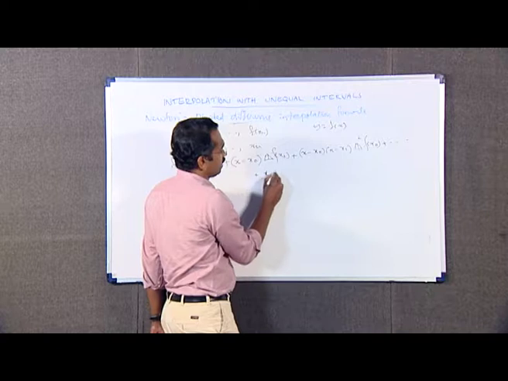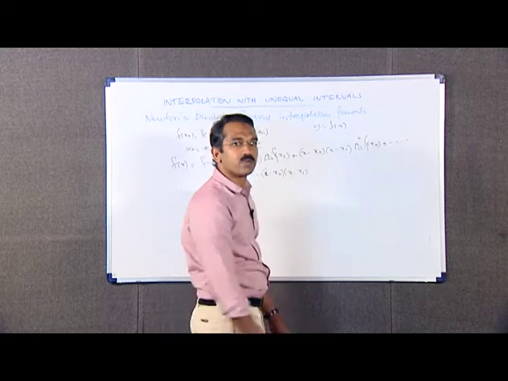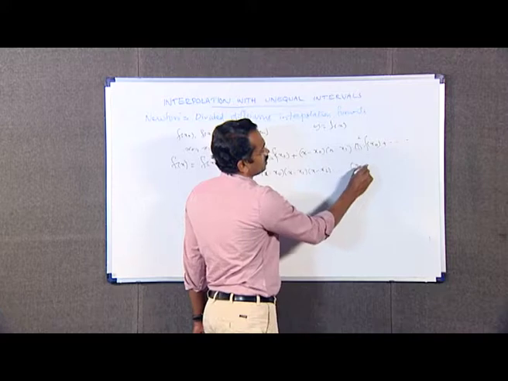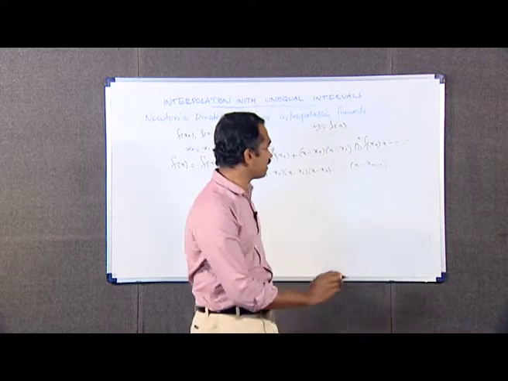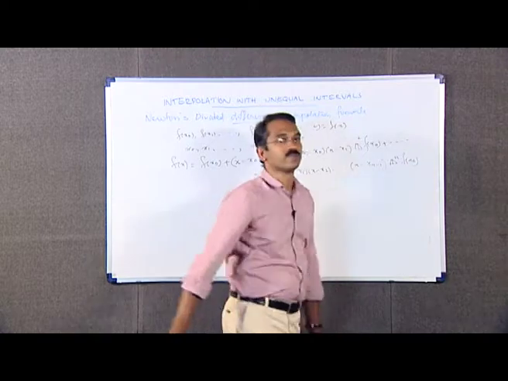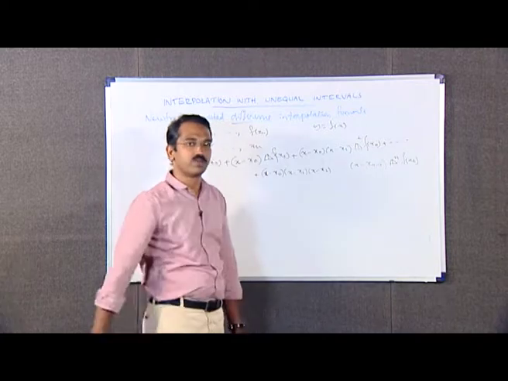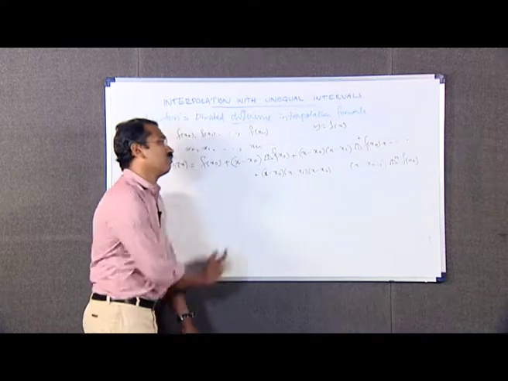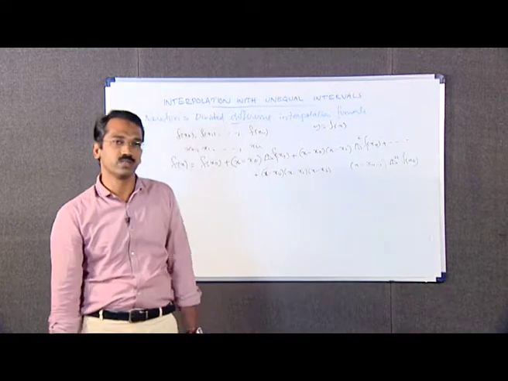the general term is (x minus x0) into (x minus x1) into (x minus x2) into etc. (x minus xn minus 1) into divided delta raised to n f(x0). This is the Newton's divided difference interpolation formula. By definition, we have to prove this. We use the definition of divided difference.